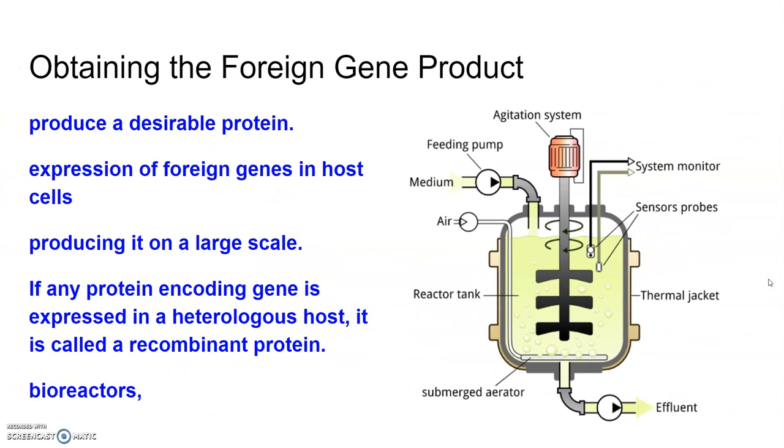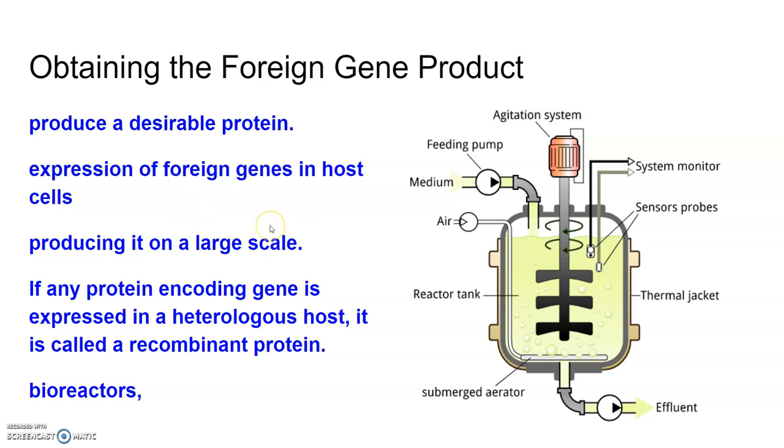Now, obtaining the foreign gene product. When you insert a piece of alien DNA into the cloning vector and transfer it into a bacterial, plant or animal cell, the alien DNA gets multiplied. Now in almost all recombinant DNA technologies, the ultimate aim is to produce a desirable protein. So there is a need for the recombinant DNA to be expressed, and the foreign gene gets expressed under appropriate conditions. The expression of foreign genes in host cells involves understanding of many technical details.